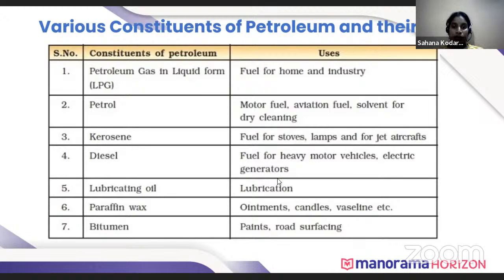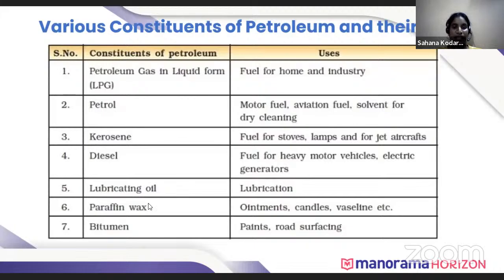Now, the use of lubricating oil. Lubricating oil is used for lubrication in machines. When a machine gets jammed or some rust is there, this lubrication is applied on the machine parts for smooth working.